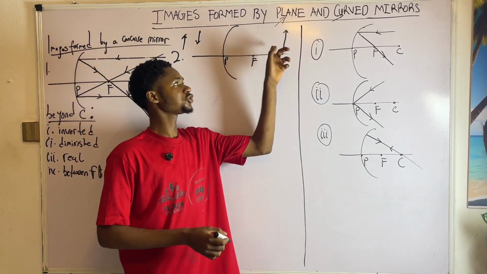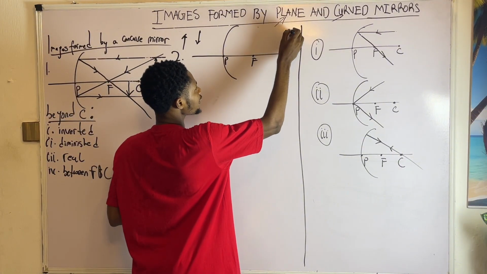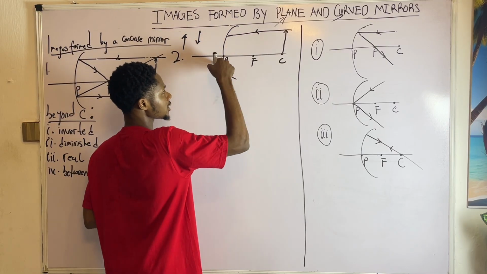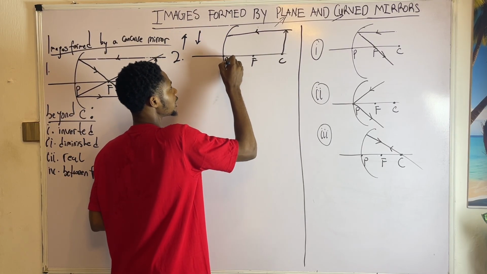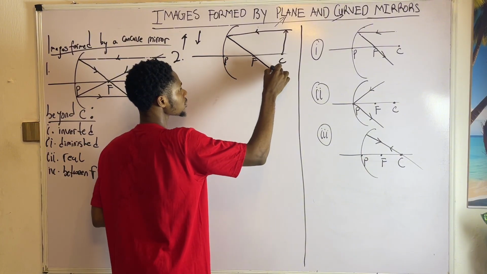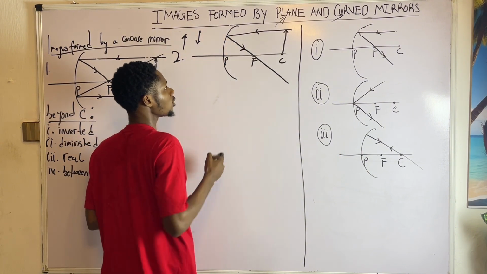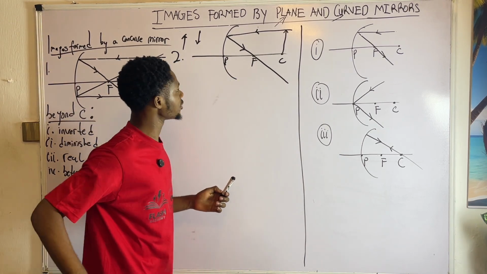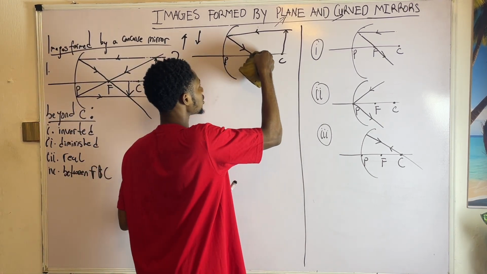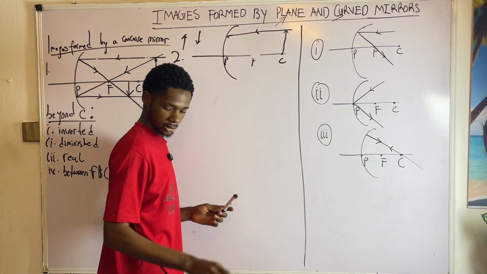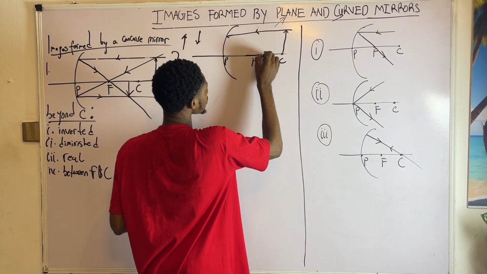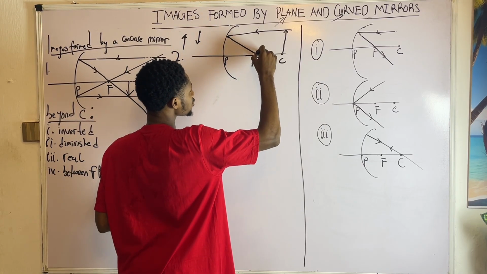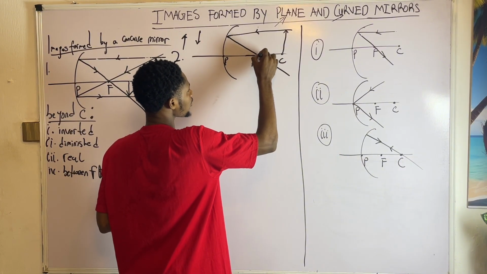Let us pass this ray of light through this point. What are we going to get? If we pass it like this, it is traveling parallel to the principal axis. So it is going to reflect through the principal focus. As it reflects through the principal focus, let's try and draw this so it will be straight. It passes through the principal focus.